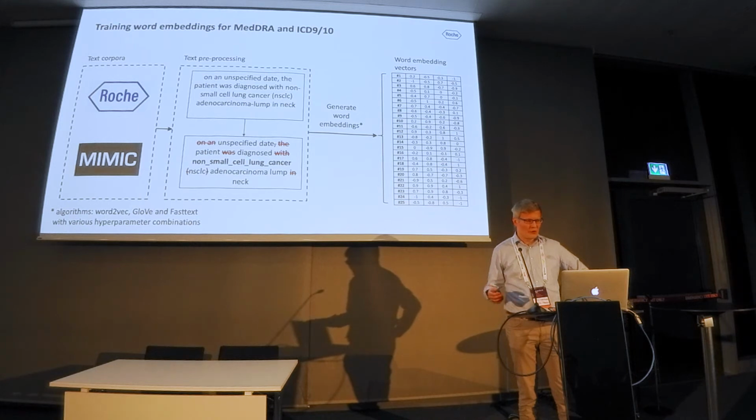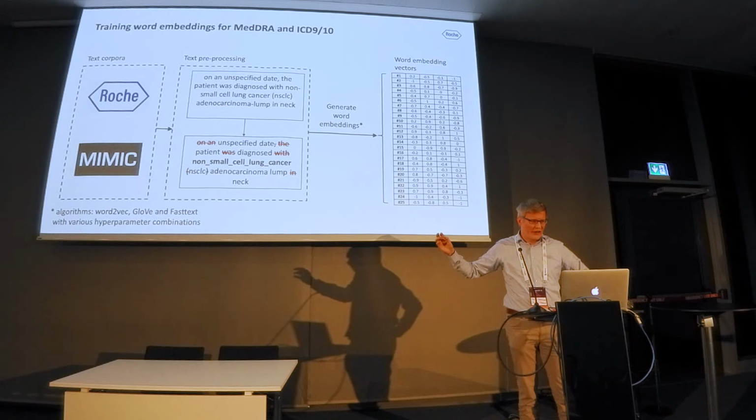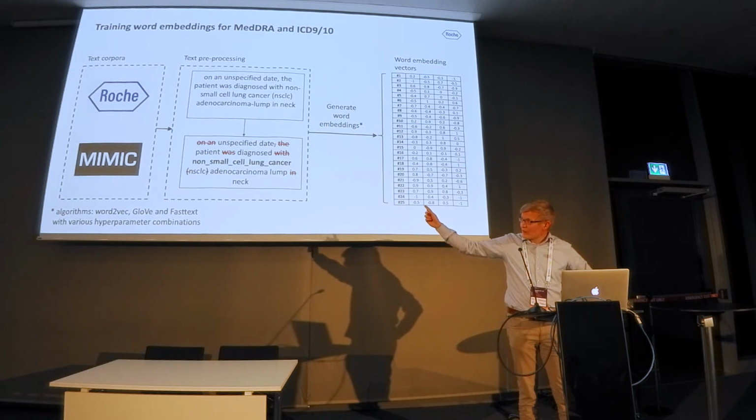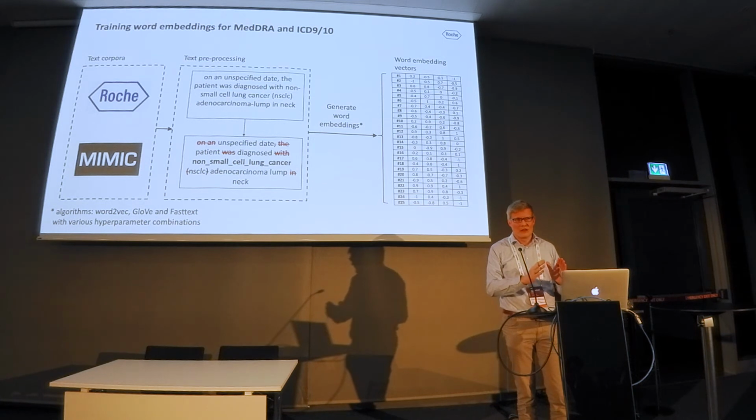Before I started generating those word embeddings for the different MedDRA and ICD terms, I had to do some text pre-processing. If you look at the bottom box below, you can see that you remove very common words like the, on, and an, and you remove commas, parentheses, and so forth. And then you also pay close attention to the MedDRA and ICD terms that you want to have word embeddings for. For example, I have here non-small cell lung cancer. I have put it together. I have replaced the space characters with an underscore, just to make sure that the algorithm treats it as a single word and not as 5-6 different words.